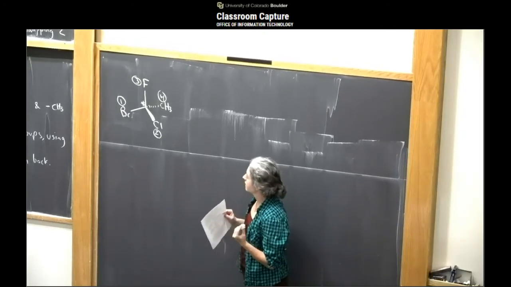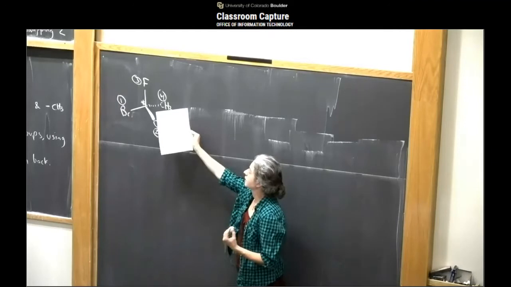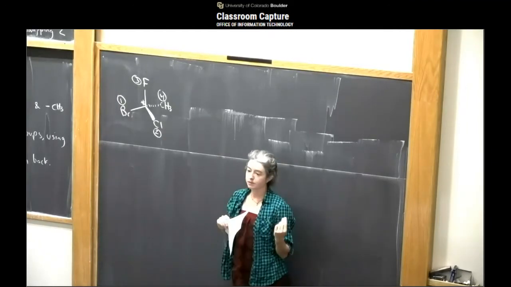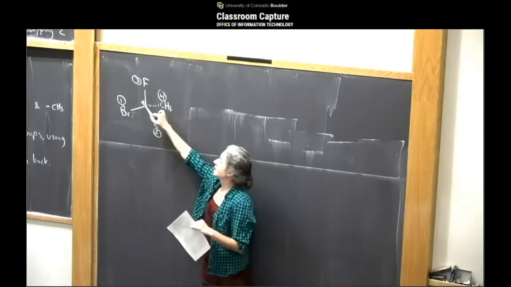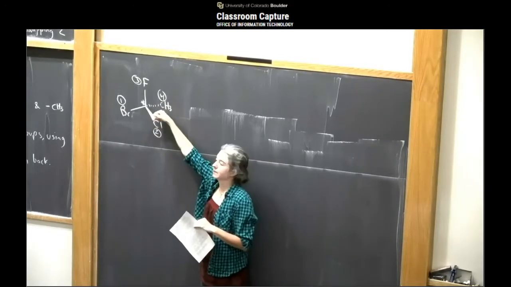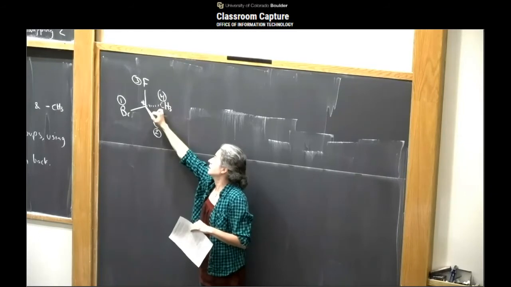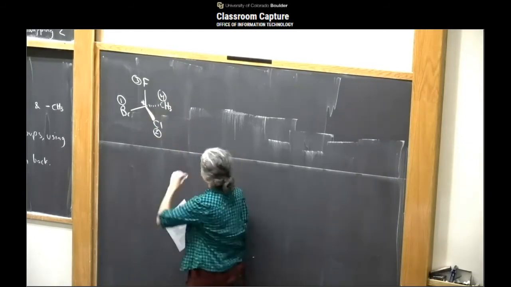Okay, cool, so I got my priorities assigned, 1, 2, 3, 4. Now what I want to do is get group 4 in the back, pointed away from me. Fortunately, I set this example up, so that's already true, actually. Group 4 is already on a dashed bond. It's already pointing away from me.